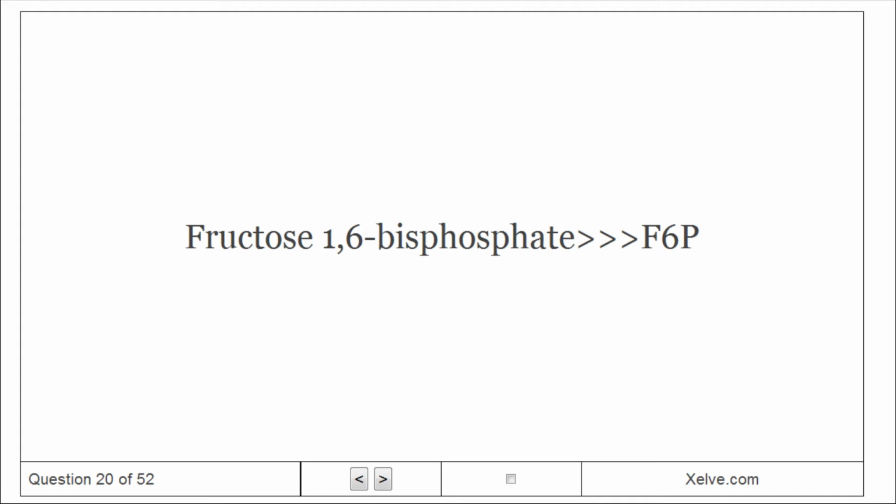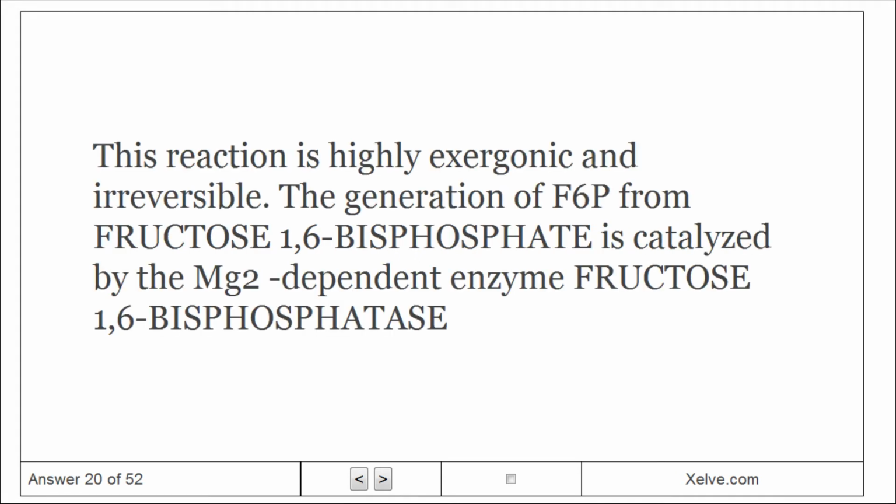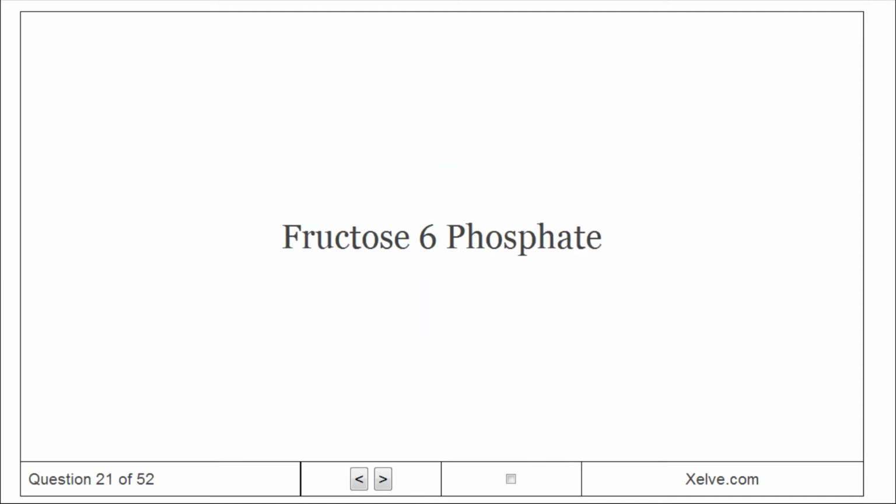Fructose 1,6-bisphosphate to F6P. This reaction is highly exergonic and irreversible. The generation of F6P from fructose 1,6-bisphosphate is catalyzed by the Mg2+-dependent enzyme fructose 1,6-bisphosphatase.